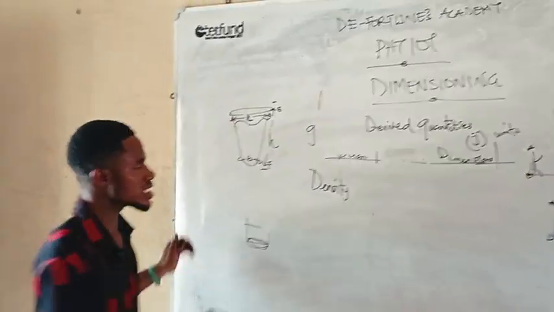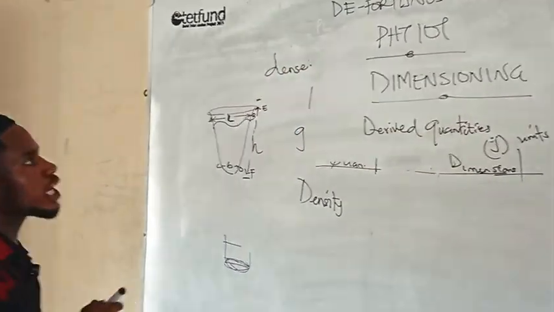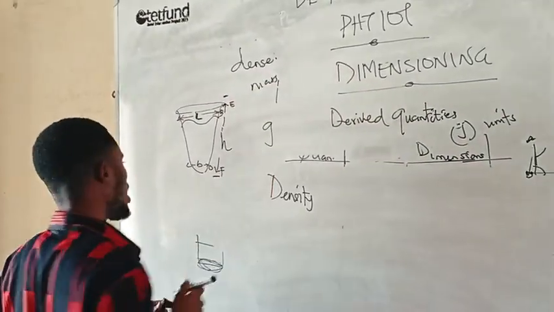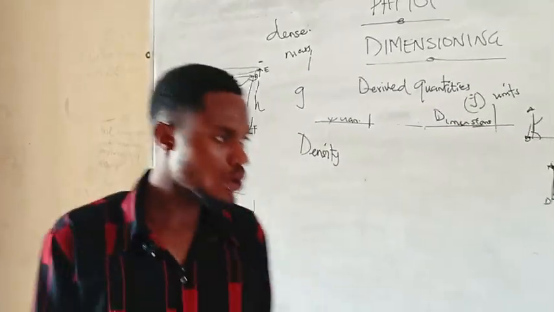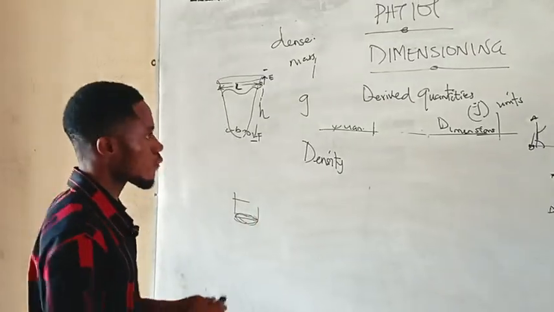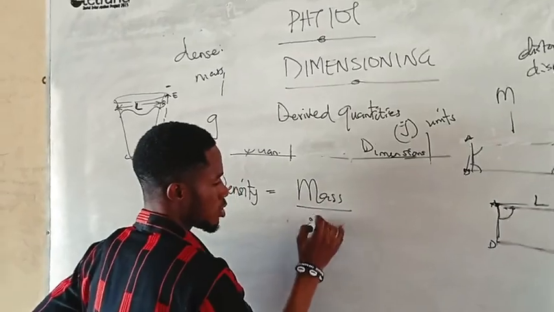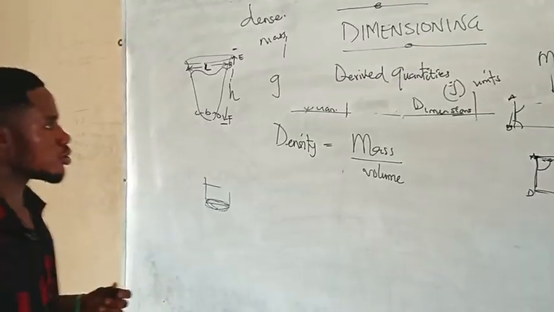Now I'm talking about density. Density comes from the word dense. So when you hear the word dense, it's talking about the mass. And so between water and air, which one is dense or which one is denser? So the formula goes thus: we have mass all over what? Volume. That's the formula. We have mass over volume.